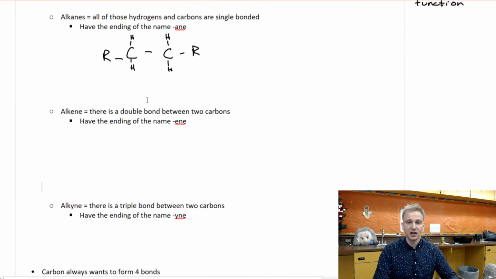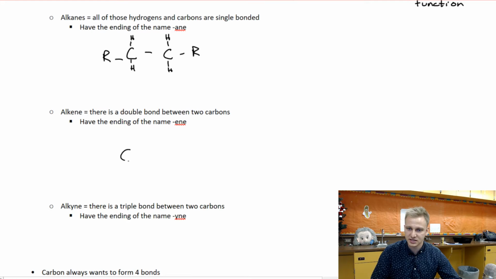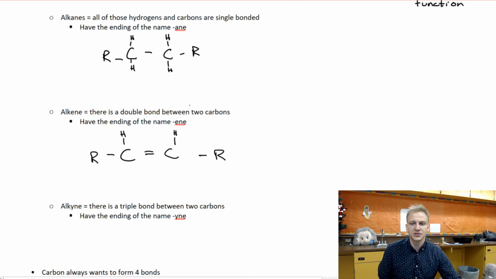Anytime we have an alkene, this is our first example of a functional group. It means that somewhere in the molecule, there will be a carbon double bonded to another carbon. And you'll also notice I'm doing something a little different here. Notice that I'm only giving carbon 1, 2, 3, 4 bonds. So this carbon has 4 bonds around it, and this carbon also has 4 bonds around it.